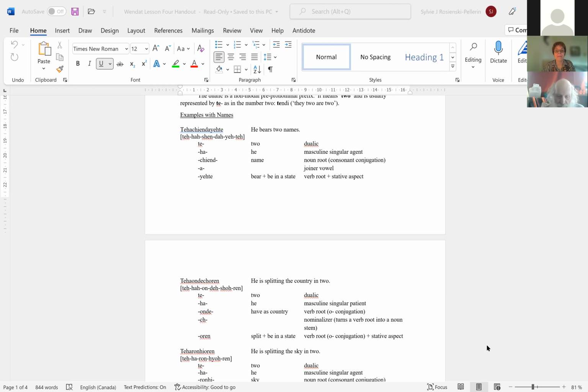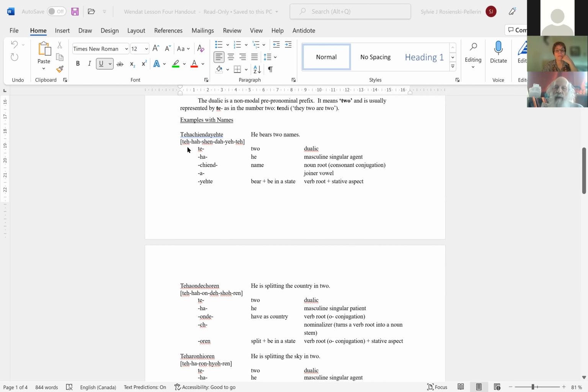All right, number one, te hashem dayeti. Now, you usually stress the second last syllable. That's a basic rule in Iroquois languages. Now, this means he bears two names, which is an interesting name because you wonder, okay, what are those names?